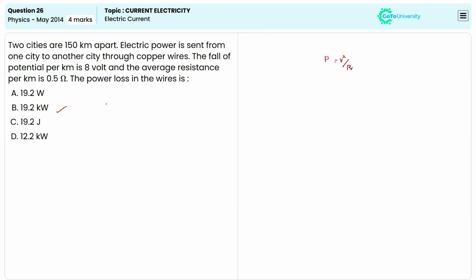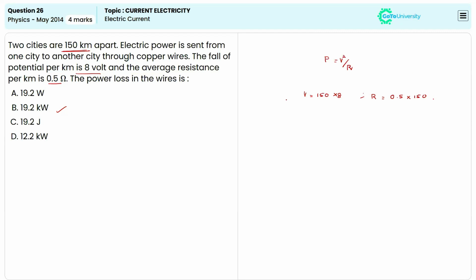So here V is representing the voltage. The voltage is given as 8 volt, but it's for only 1 kilometer, right? But here we are calculating for 150 kilometers. So we can write the voltage here will be equal to 150 times 8. And R is representing the resistance. Again, the resistance is given as 0.5 for 1 kilometer. So we can write the resistance is equal to 0.5 times 150.